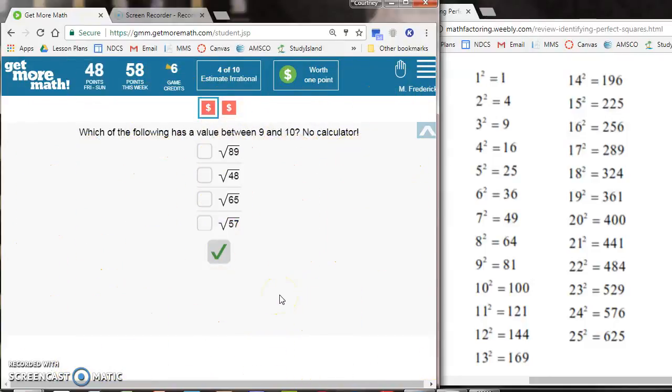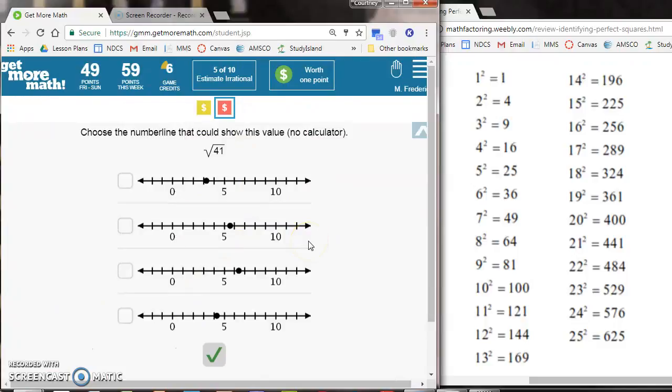Which of the following has a value between 9 and 10? If we look over to our chart on the right, we see that 9 squared is 81, 10 squared is 100, so we're looking for some value between 81 and 100. That value is 89, so the square root of 89 is between 9 and 10.